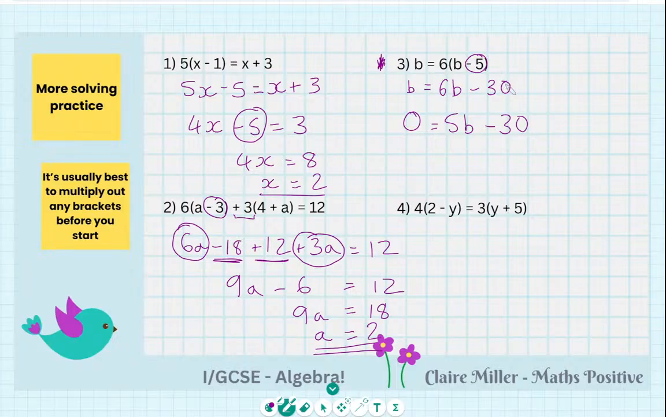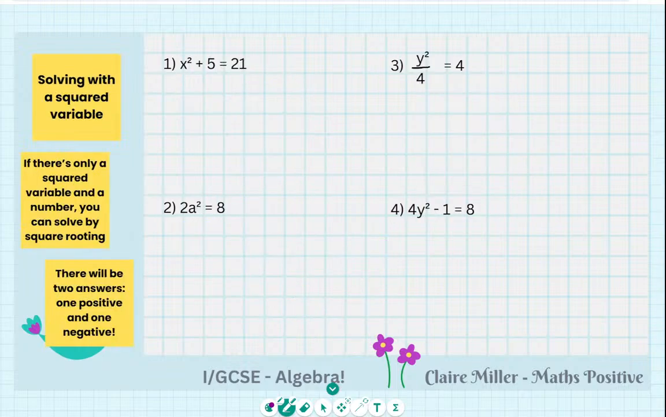Excellent. So 0 is 5b minus 30, or we could flip it round to say 5b minus 30 equals 0, if you want to. Now we're going to add 30 to each side. So 5b equals 30, and divide both sides by 5. So b is 6. So I bet you could have a go at that last one now. And it'd be great to know how you find it.